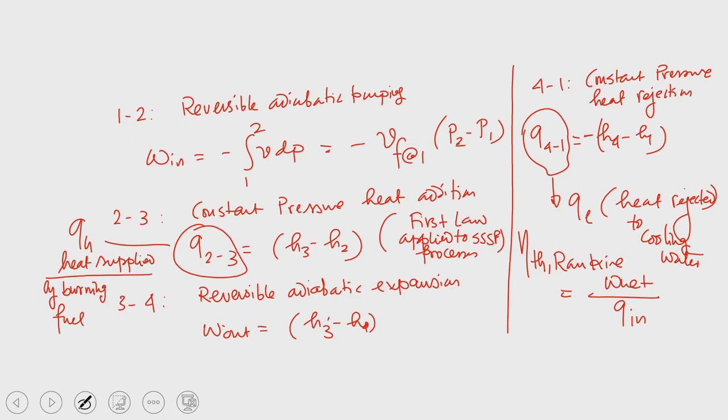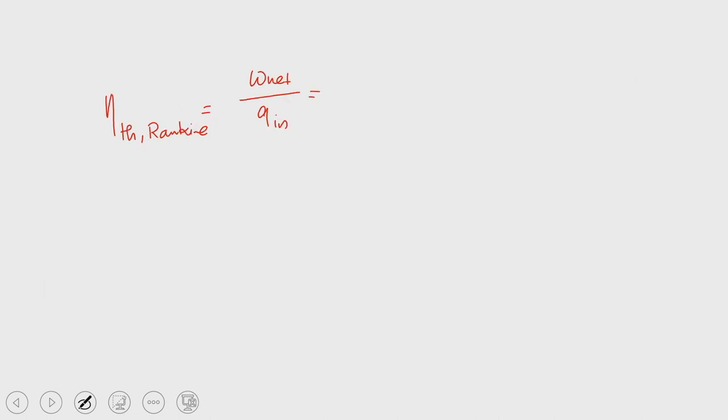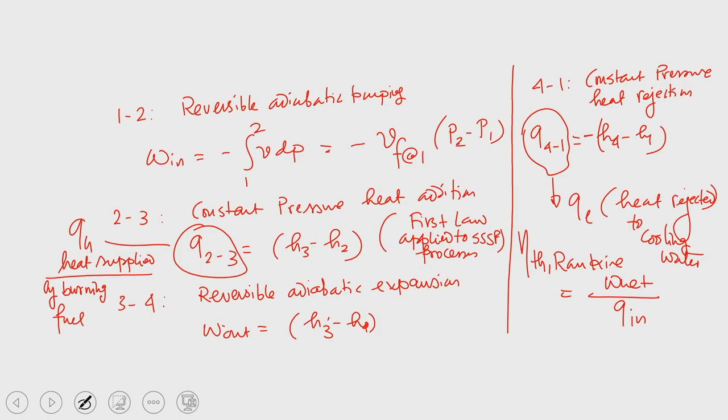Rankine, so equal to W net by Q in. So, we can see what W net is, that is H 3 prime minus H 4 prime. So, this is minus, you know, what is W pump, that is. So, this quantity is basically H 2 minus H 1, the change in enthalpy, right.